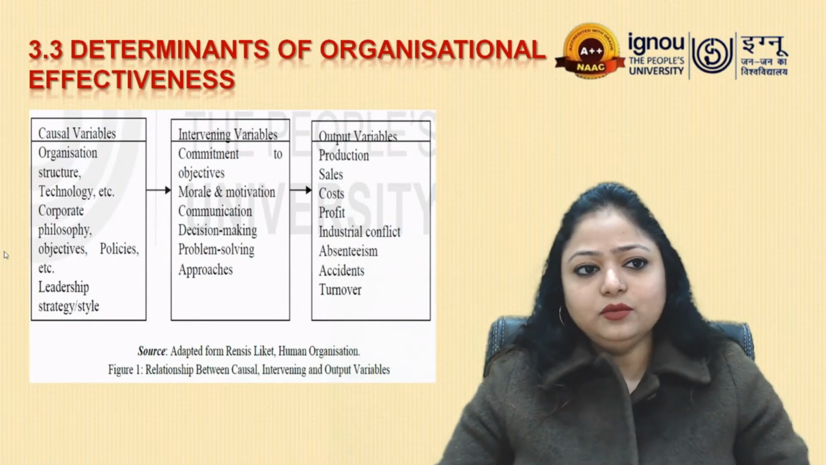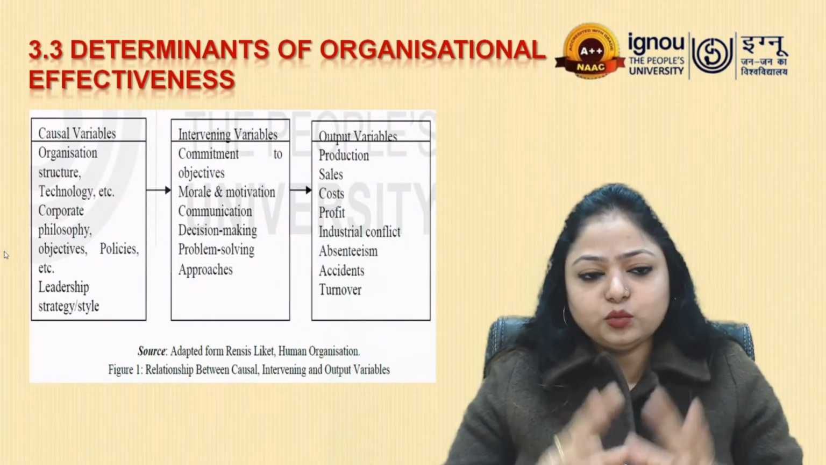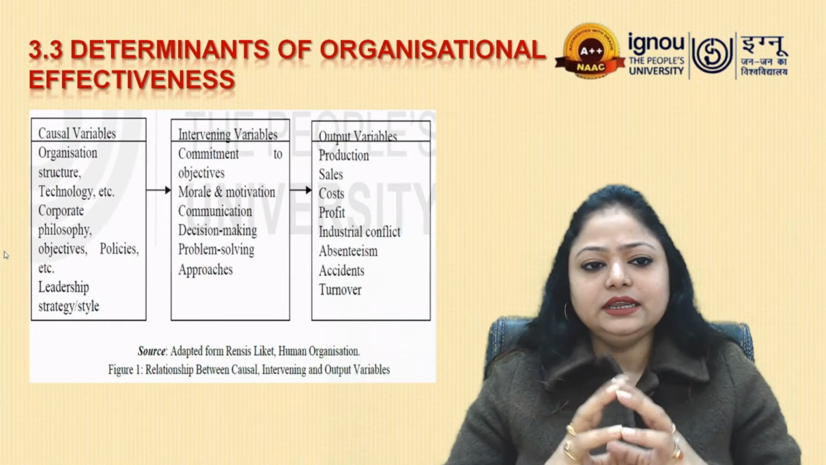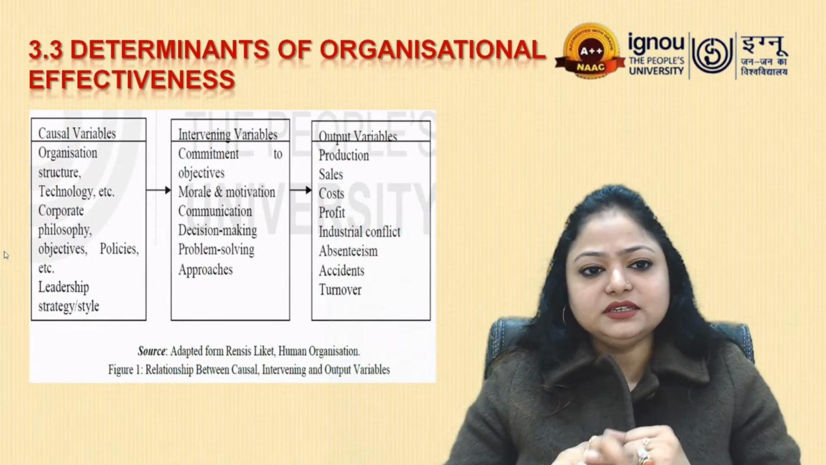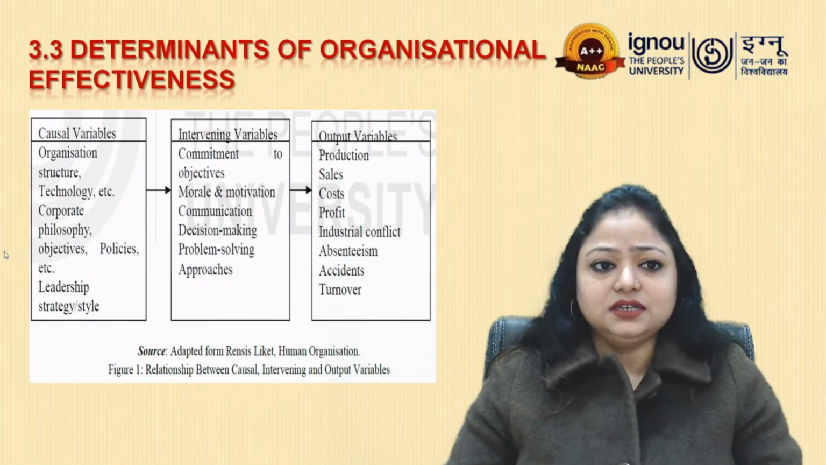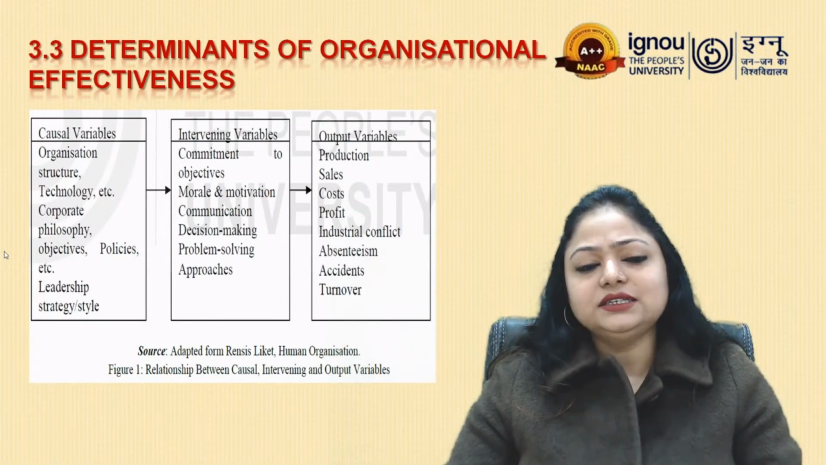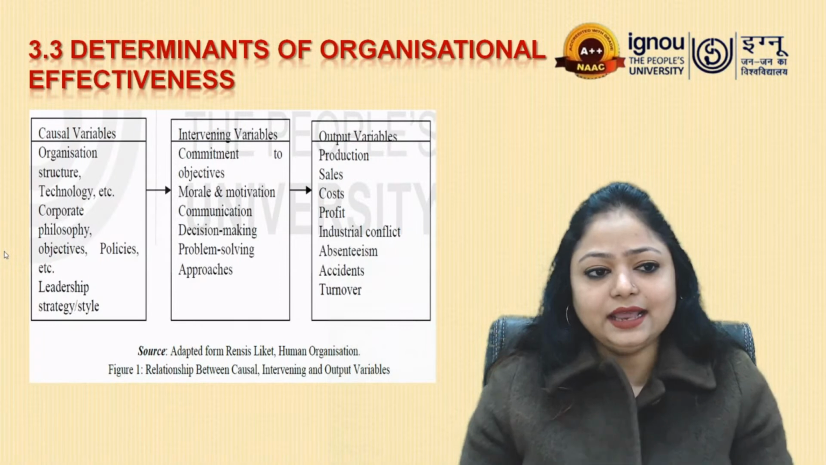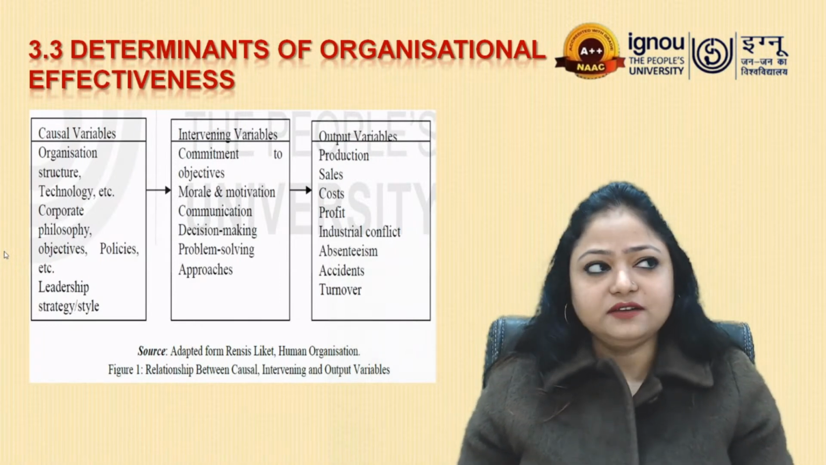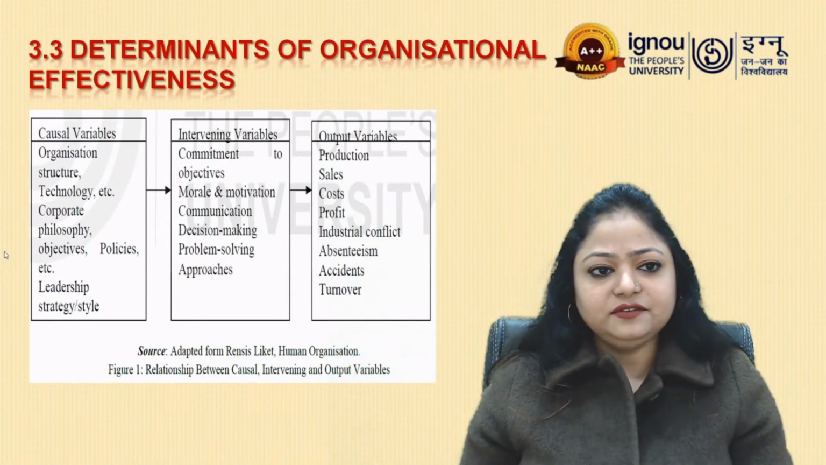Okay, so this is the model suggested by Rensis Likert in his study of human organization. And this model helps you to understand the interlinkage between the causal variable, intervening variable, and output variable. So these variables are the determining factors on which organizational effectiveness depends. So if each of these sub variables or factors is taken into consideration and looked after in the best possible way, it would lead to overall organizational effectiveness in turn.